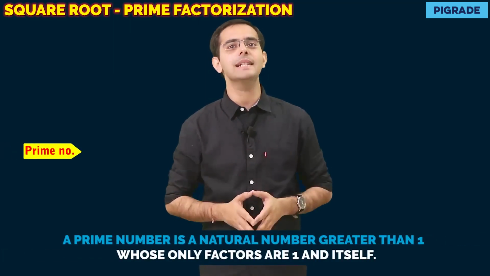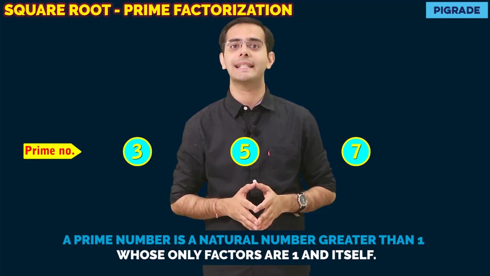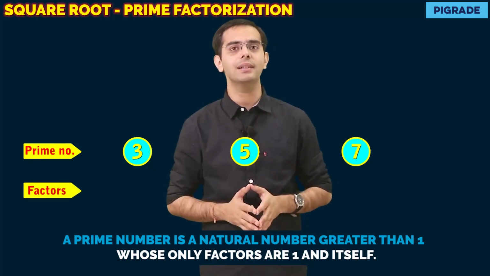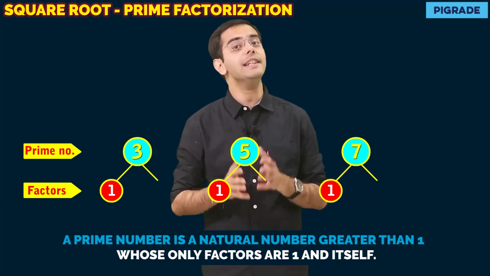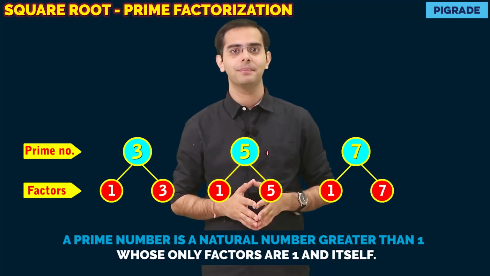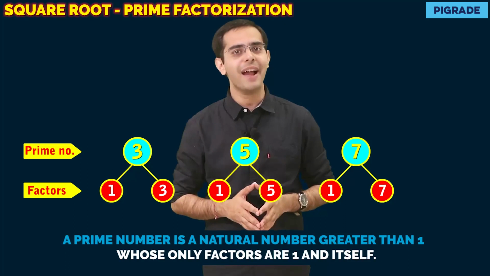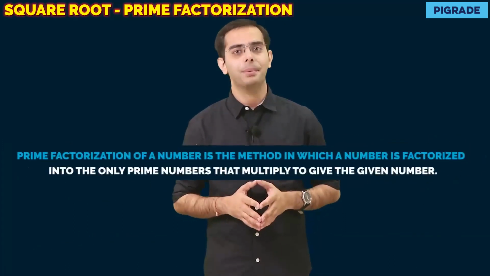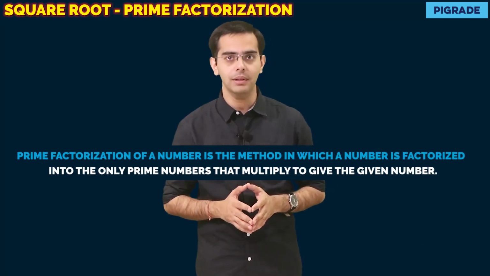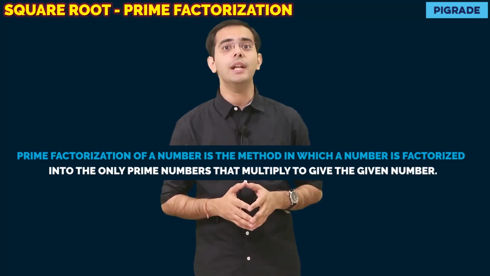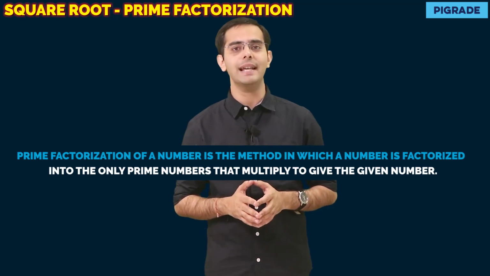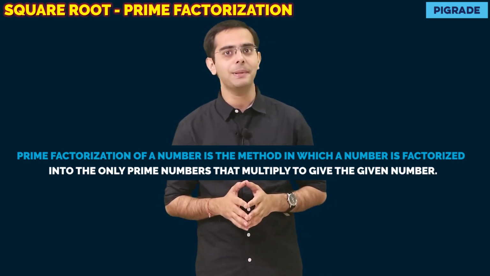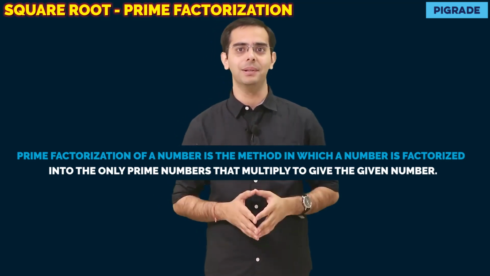So a prime number is a natural number which is greater than 1 and whose only factors are 1 and the number itself. So can you tell me what is prime factorization? Correct. Prime factorization of a number is the method in which a number is factorized into the only prime numbers that multiply to give the given number.